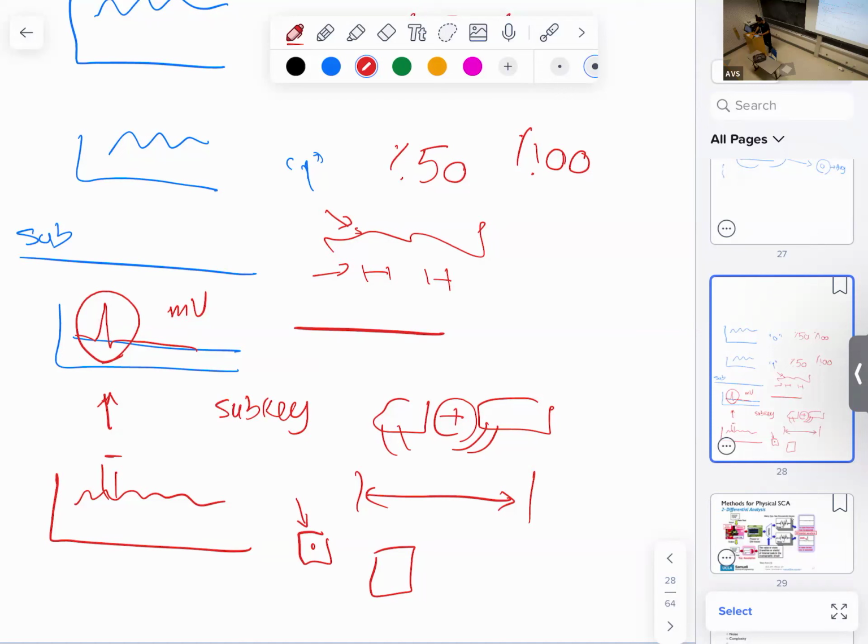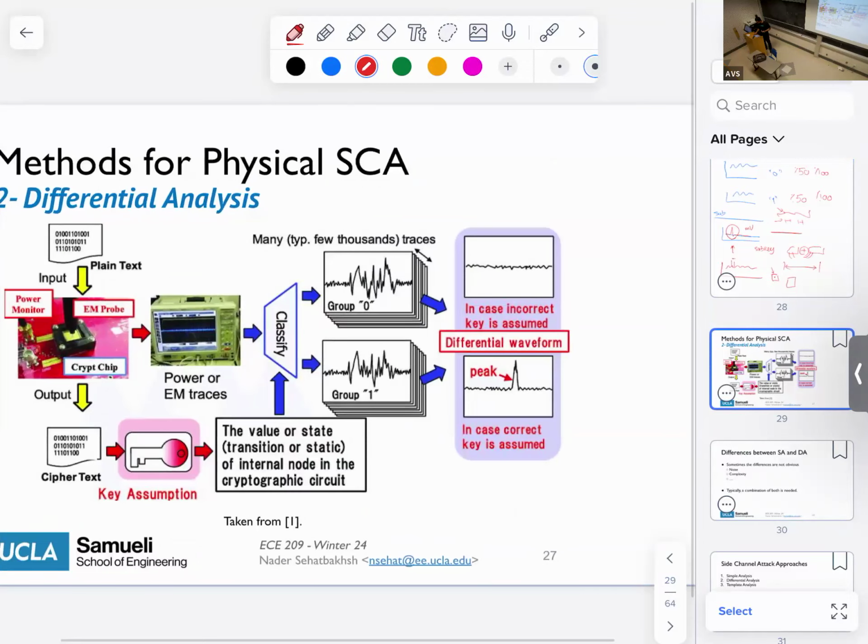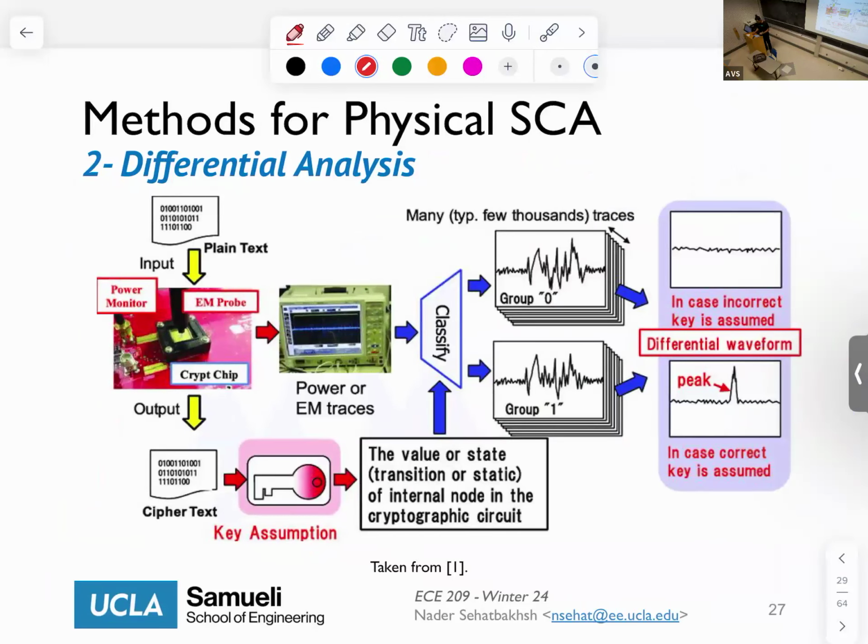Thank you. All right, so that's what differential analysis is. This figure summarizes it this way. I have some form of setup where I can measure power. I run it with multiple different plaintexts, right? I observe the ciphertext based on, for example, that one bit that I see.